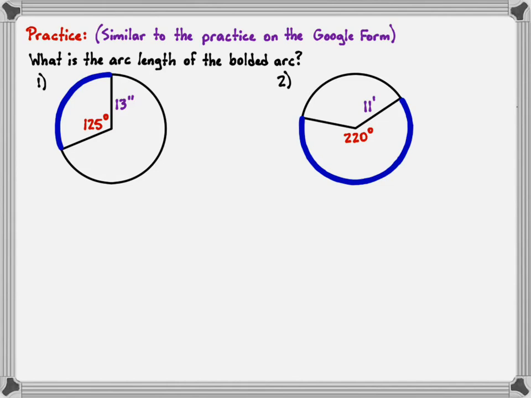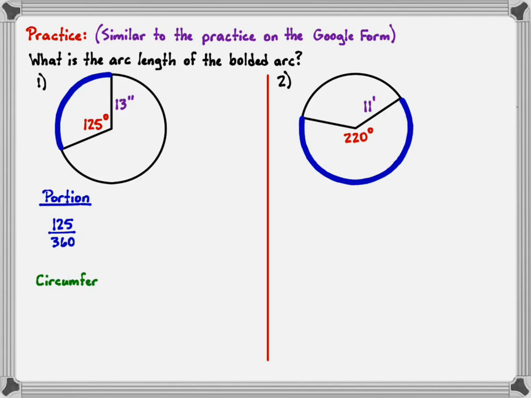So what we want to do is set up the portion. The portion is going to be 125 out of 360. We can reduce that if we want, but we don't need to. Step 2 is to figure out the circumference. Because we're looking for arc length, we're going to use the circumference formula. So circumference is 2 pi r. The radius in this case is 13, so that would just be 2 times pi times 13, which is 26 pi.